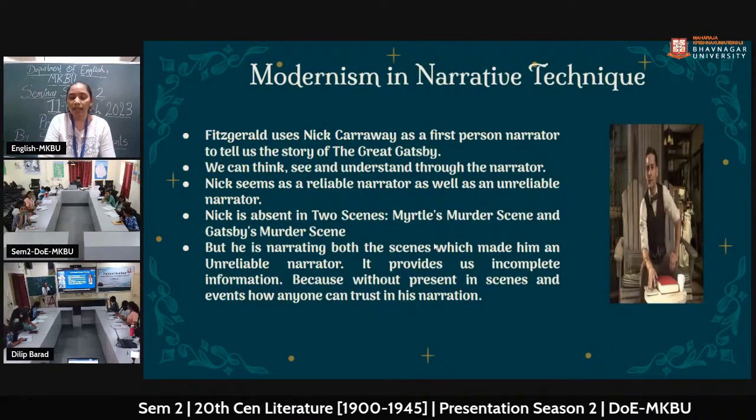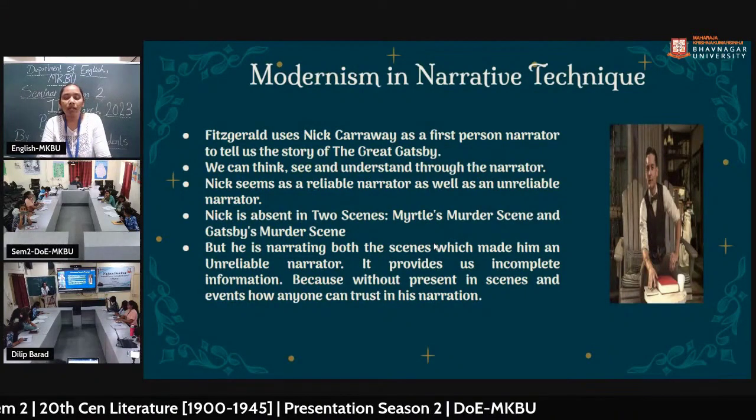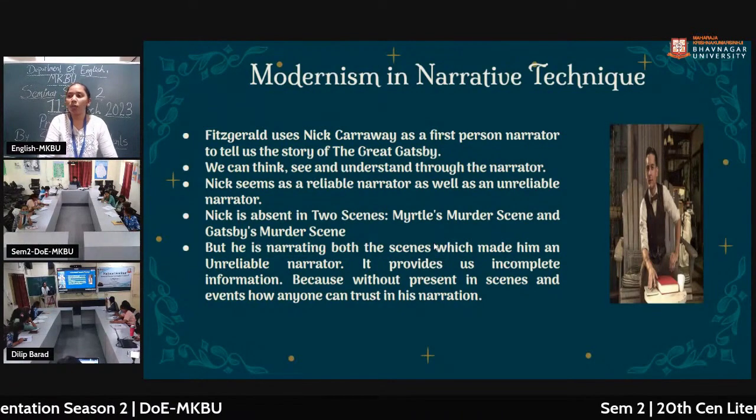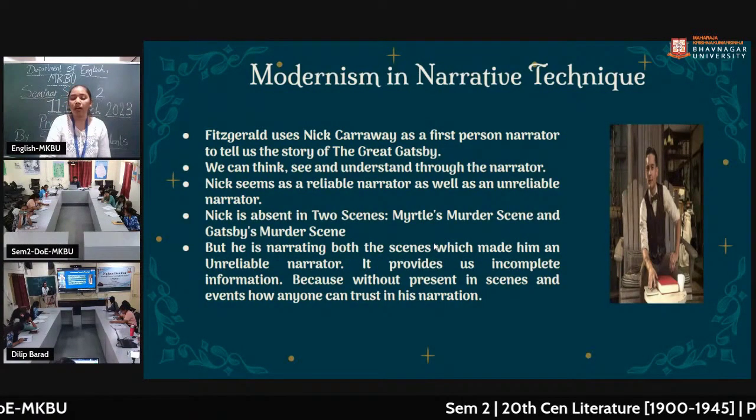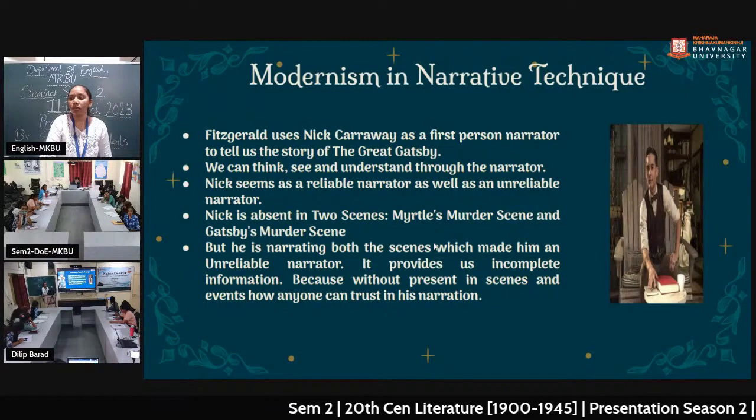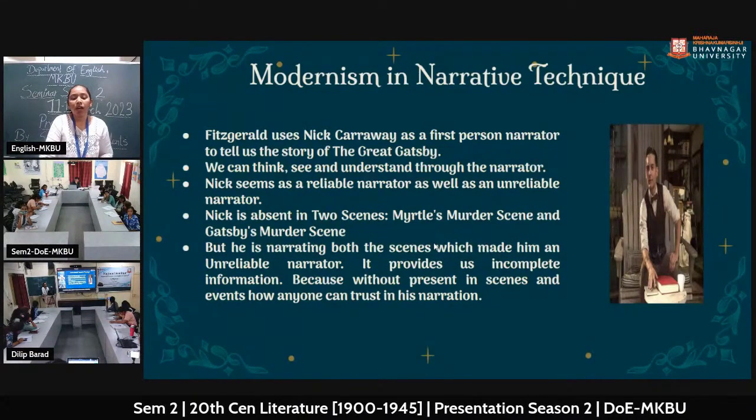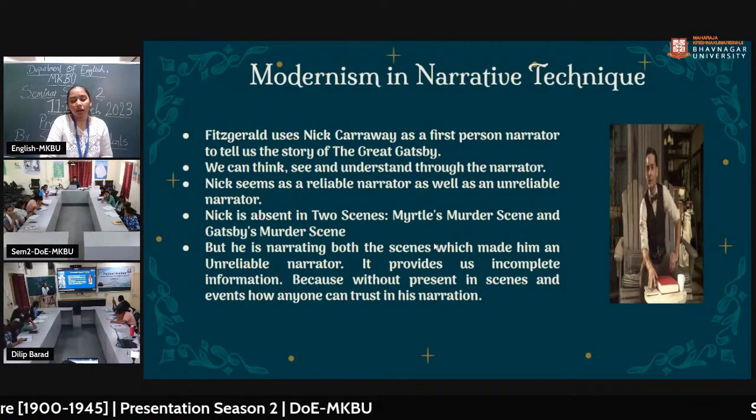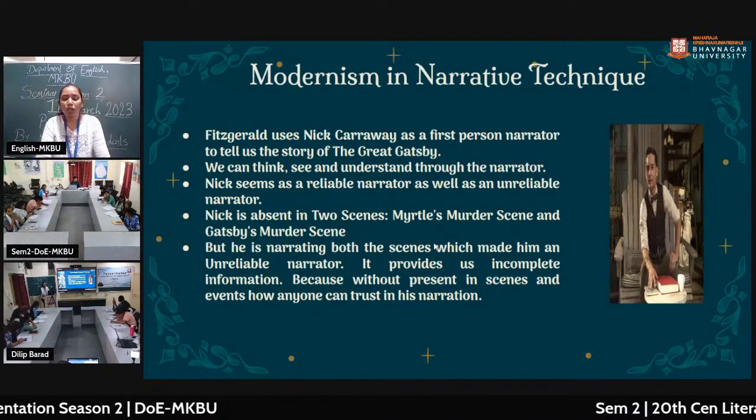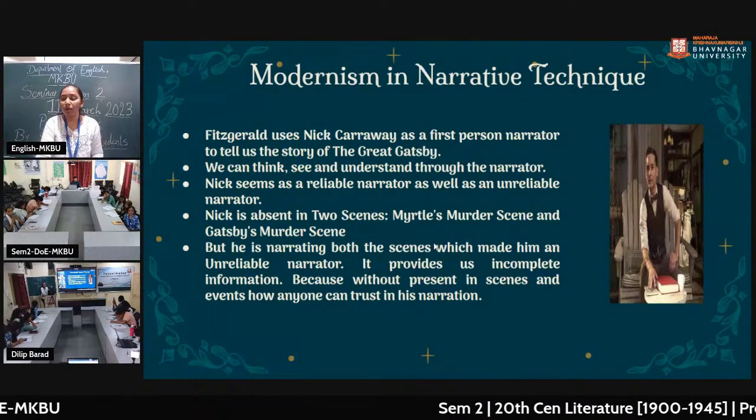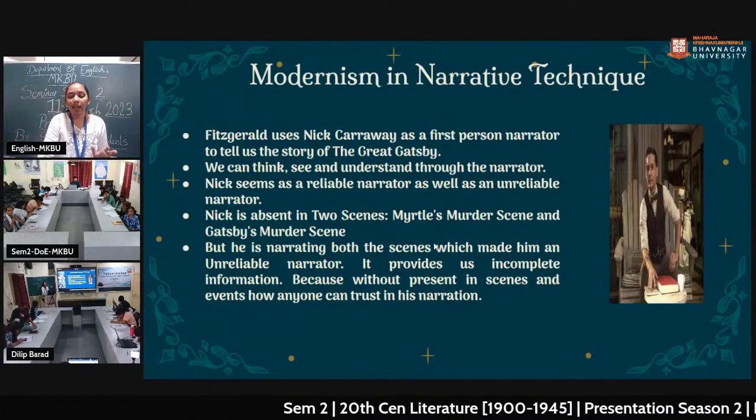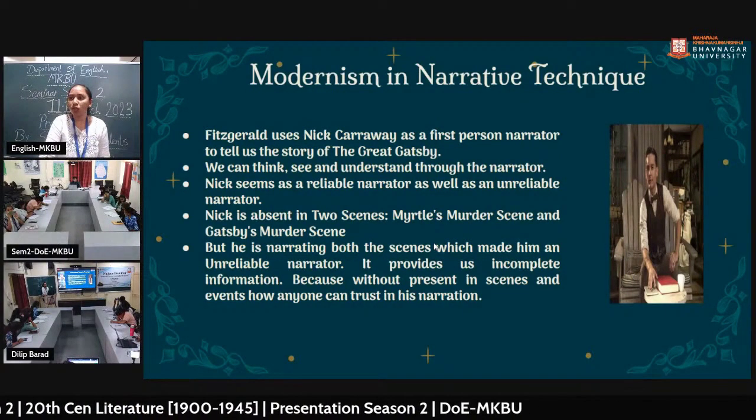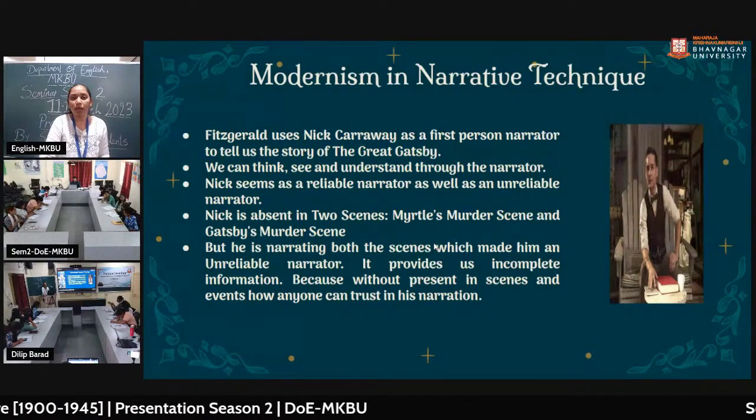Modernism in narrative technique. Fitzgerald uses Nick Carraway as a first person narrator to tell us the story of The Great Gatsby. We can think, see, and understand through the narrator, Nick Carraway. Nick seems a reliable narrator as well as an unreliable narrator. Nick is absent in two scenes: the first is Myrtle's murder scene, and the second is Gatsby's murder scene. But he is narrating both scenes, which makes him an unreliable narrator.